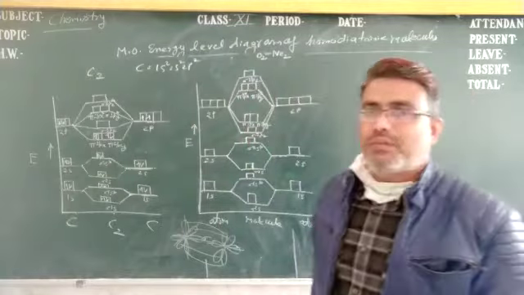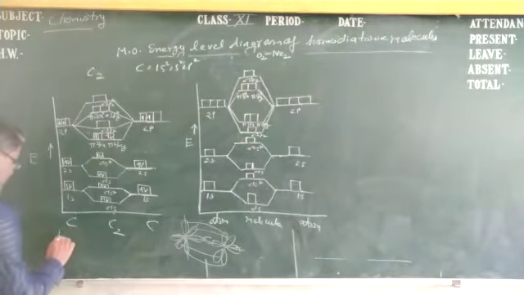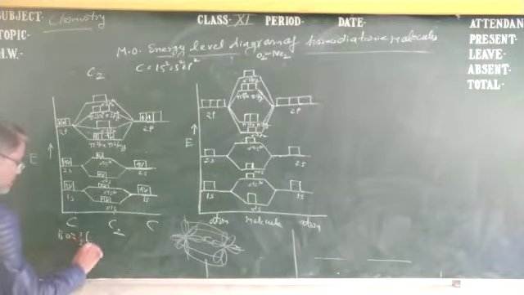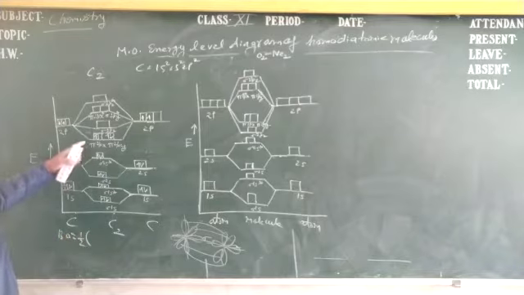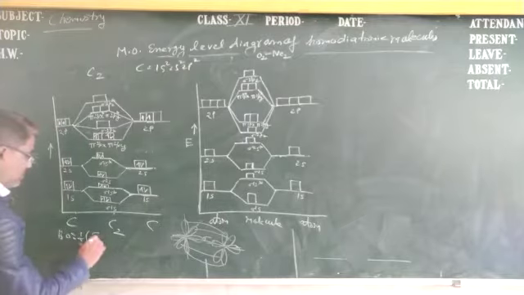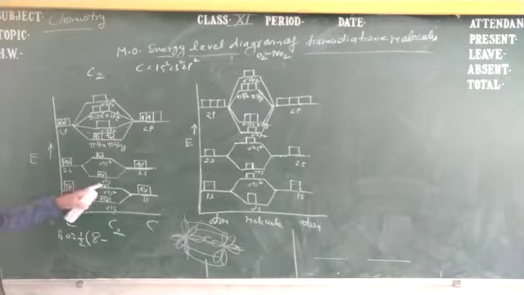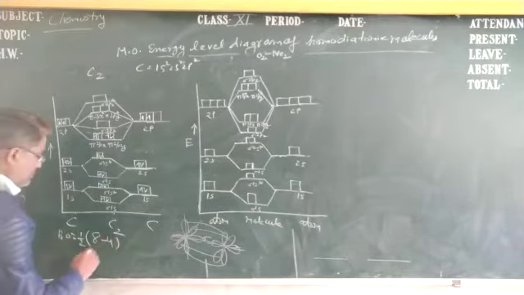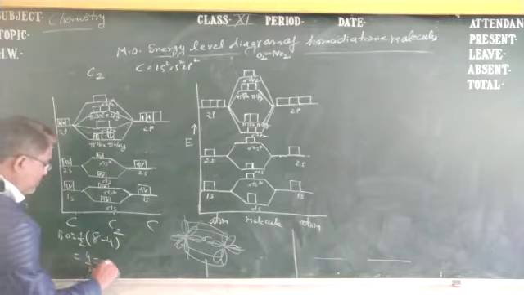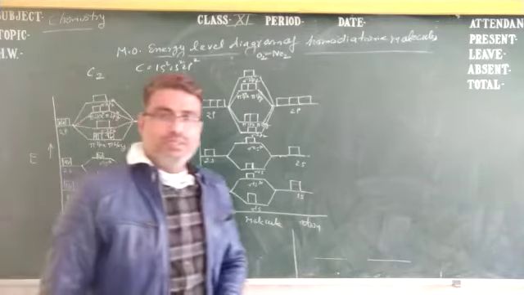Now you can find out the bond order. The bond order is equal to half of the number of bonding electrons minus antibonding electrons. You count the bonding electrons: 4, 5, 6, 7, 8 electrons. And in antibonding there are 4 electrons. So that is 4 by 2, that is 2. So 2 is the bond order for the C2 molecule.